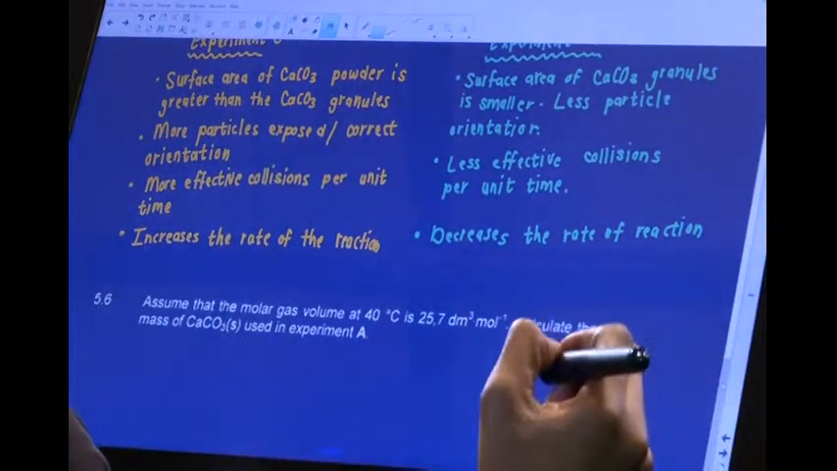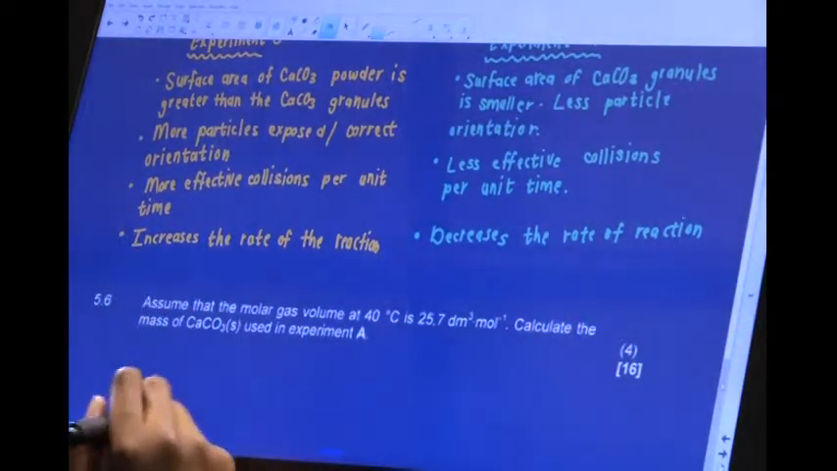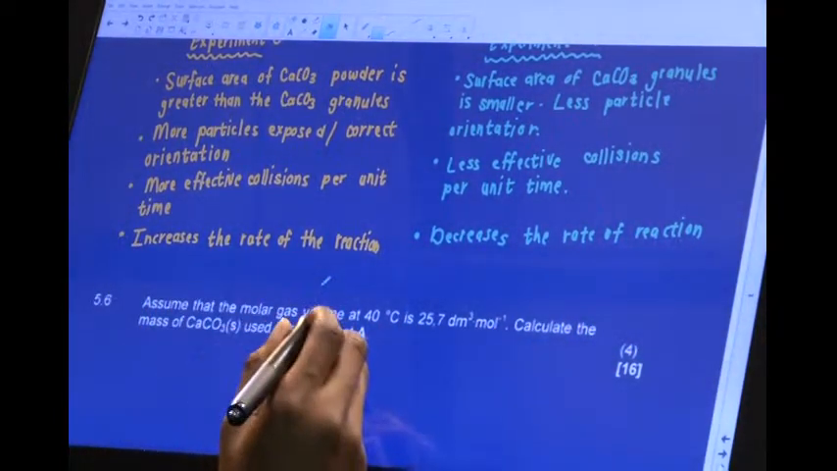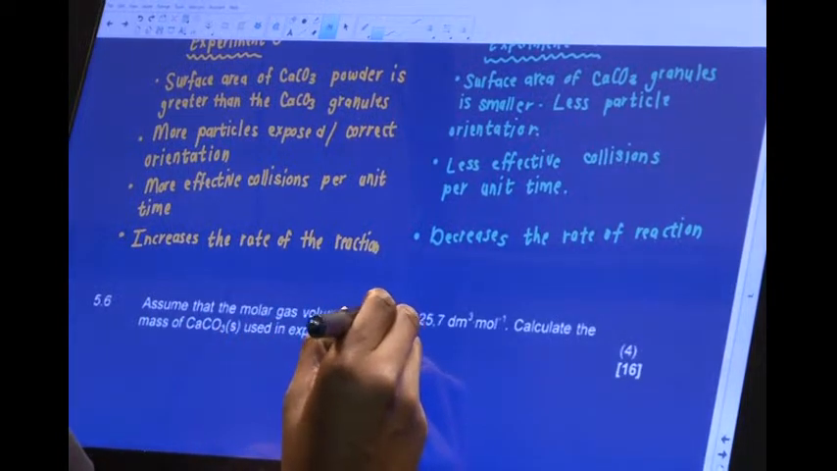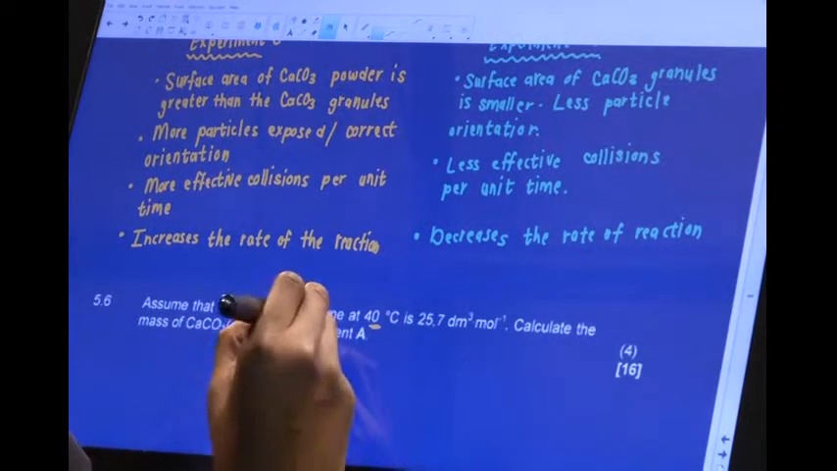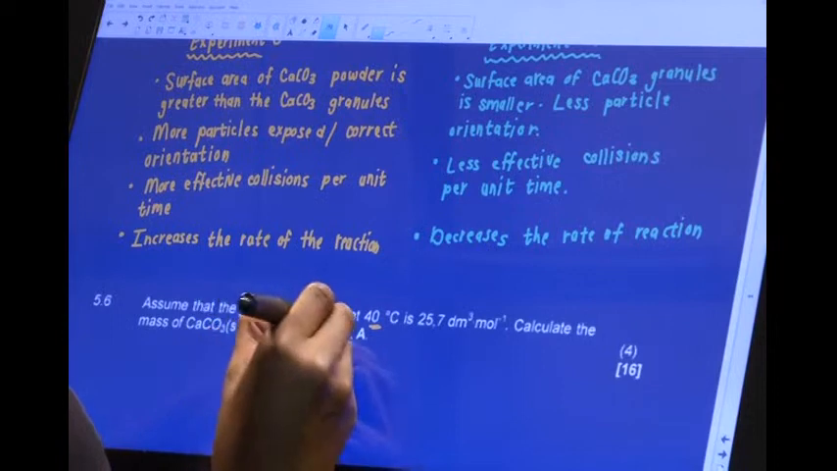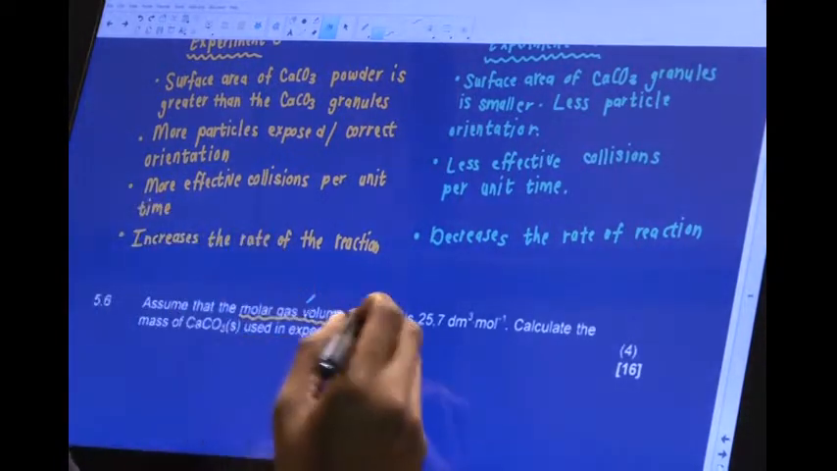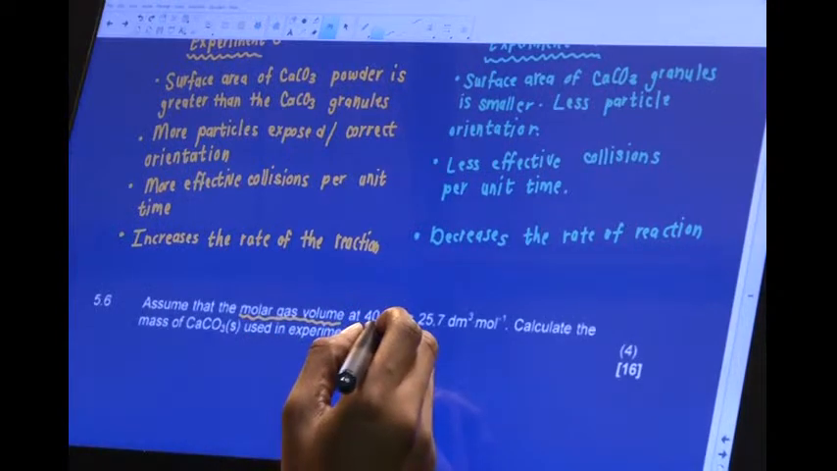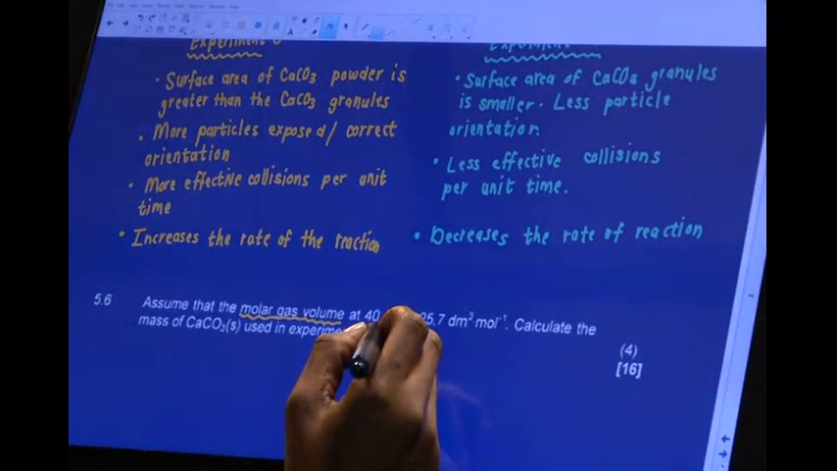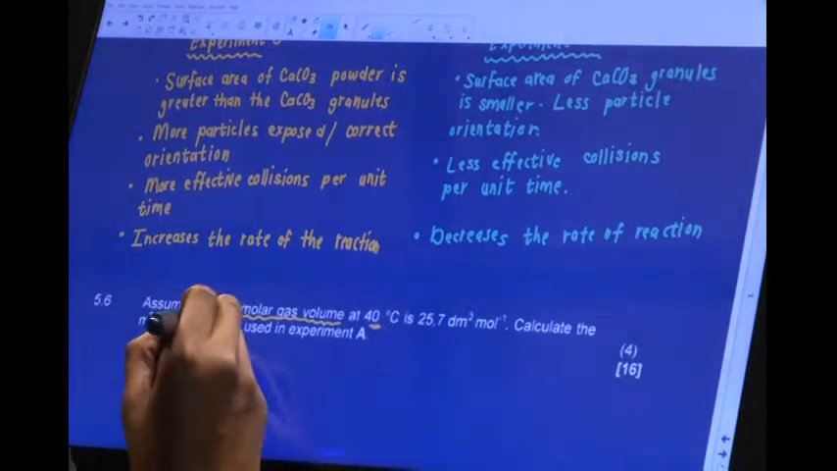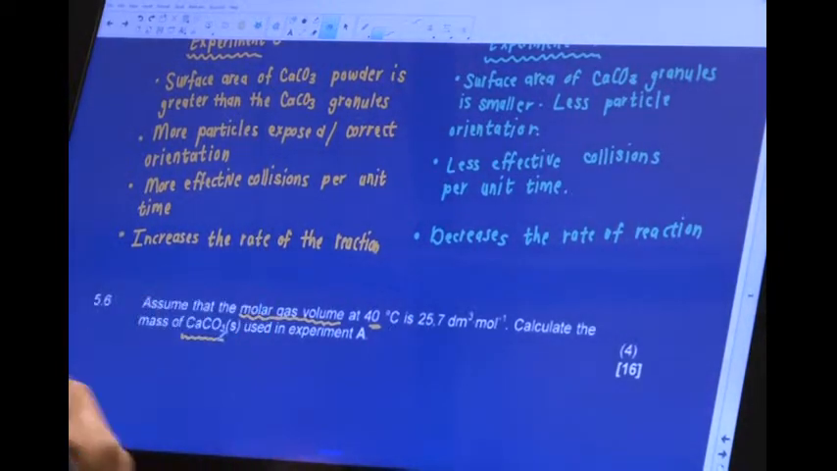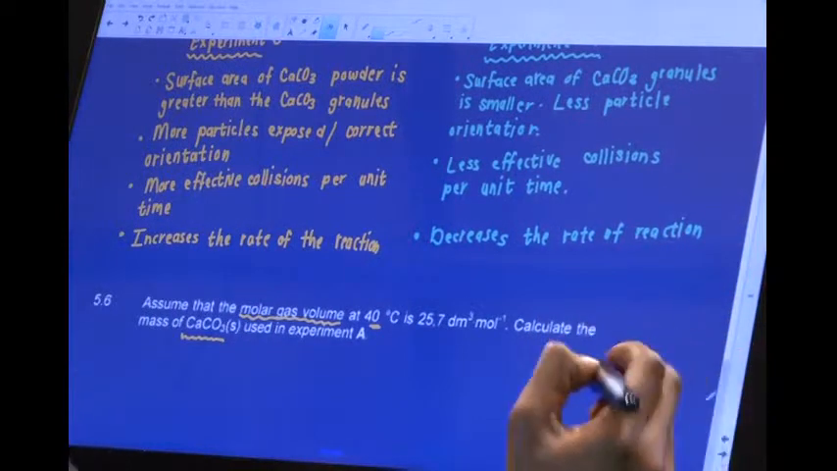Let's look at our last question. Now it's telling us assume the molar gas volume at 40. Now they've already given us the molar gas volume. That is something that they've introduced actually in grade 11. But molar gas volume at 40 degrees Celsius is 25.7 dm³·mol⁻¹. Now we must calculate the mass of the CaCO3 used in experiment 4.